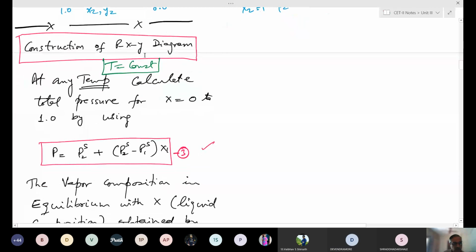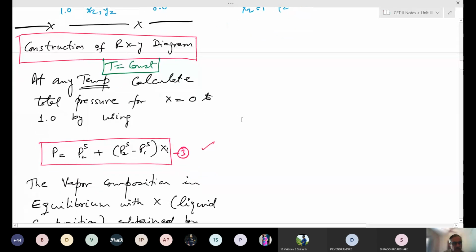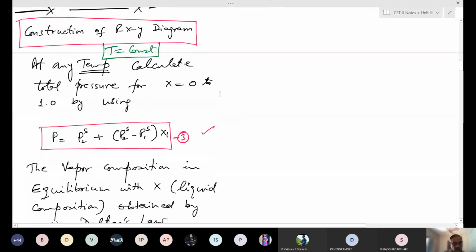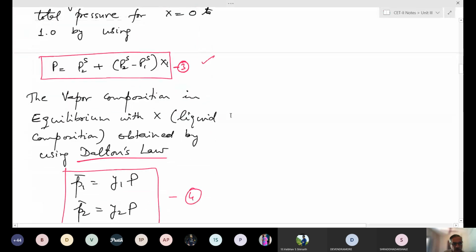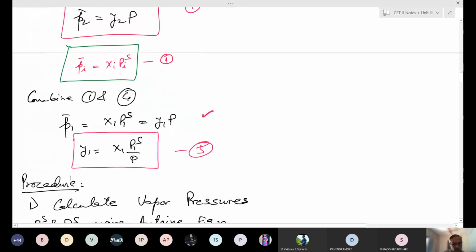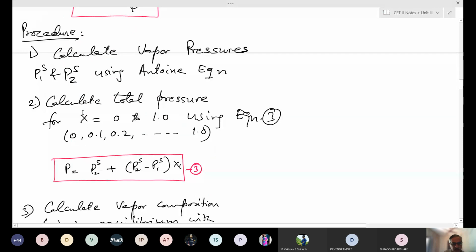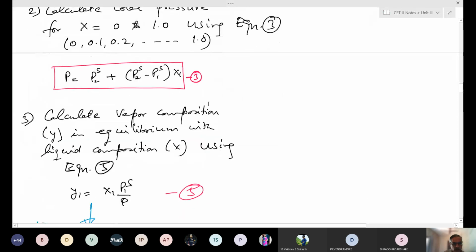So basically what you have done is the same thing. Can you see the construction of the PXY diagram? Can you see this? Yes sir. So basically we are following this step only. Temperature is given, 327 Kelvin, right? So we can calculate the pressure because P2S is known, P1S is known, X1 is known. And then we can calculate vapor composition from Raoult's law. Right? This is what we did. Calculate vapor pressure, P1S and P2S using the Antoine equation. Calculate total pressure for given composition. Here we did it for 0.4, we calculated P. And then we calculated Y1.